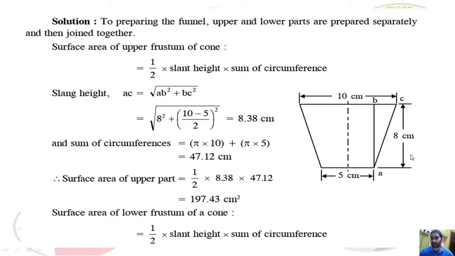AB is 8, it is given here. So 8 square plus 2.5 square, the square root is 8.38. This is the length of hypotenuse AC. So the length of slant height AC we got as 8.38.